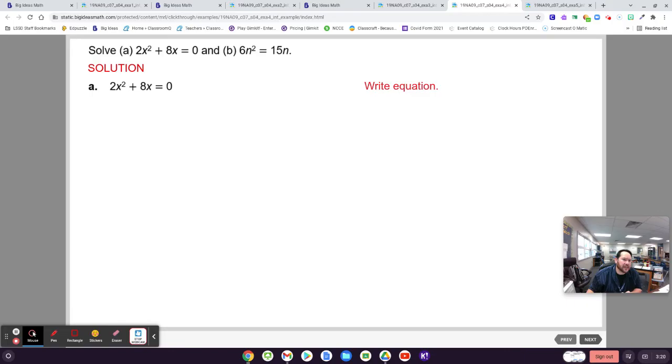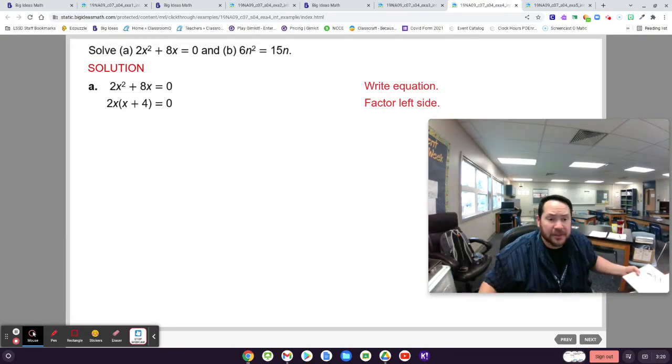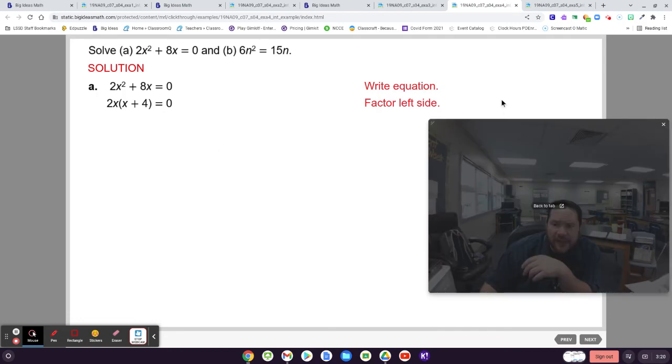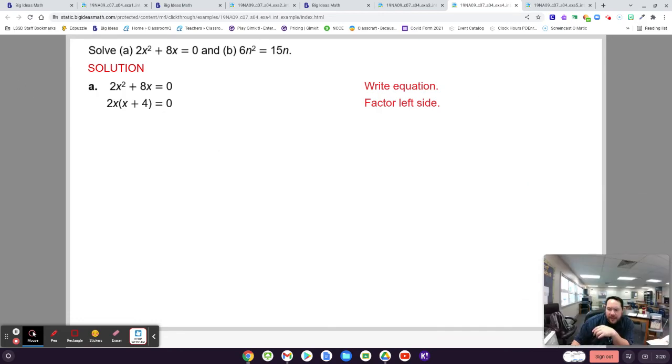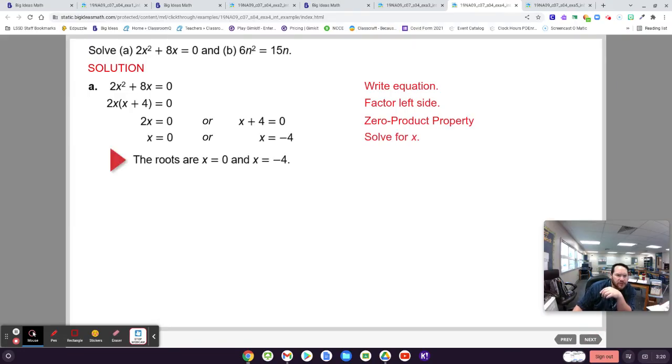So hopefully you factored out a 2x and got an x plus 4 as the other factor. Let me enlarge myself again. There we go. Oh, it's on the screen. So these are our two factors. If you have questions or need help on that, just ask me during class. So then you're going to solve where 2x equals 0 or where x plus 4 equals 0. So you end up getting 0 or -4 as the two roots for this first equation.